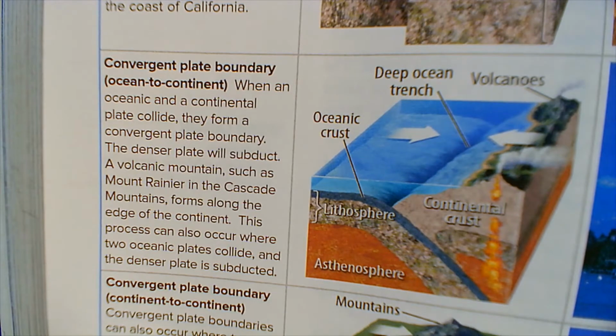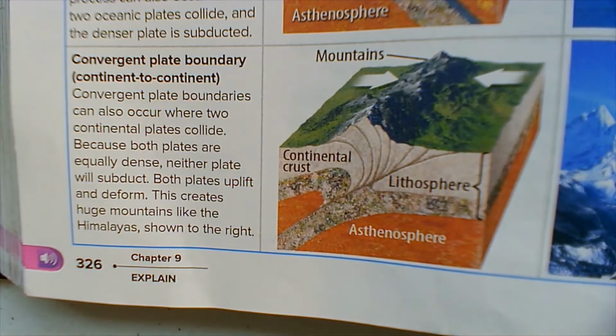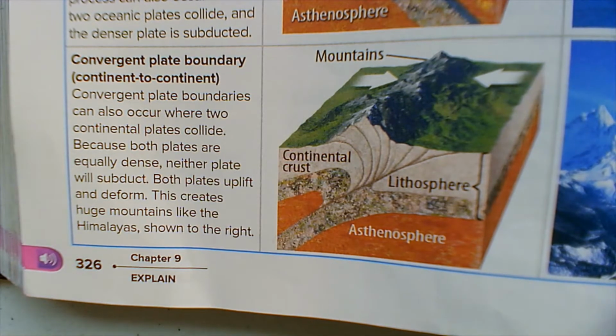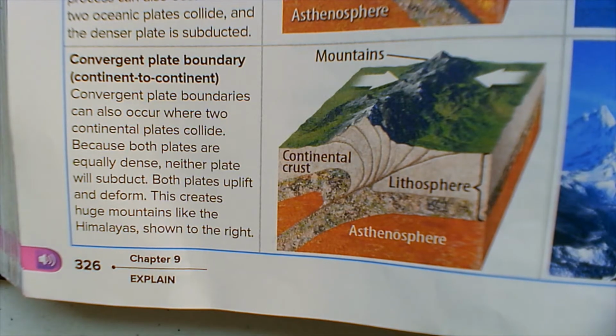Okay, now let's look at the convergent plate boundary continent to continent. So convergent plate boundaries can also occur where two continental plates collide. Because both plates are equally dense, neither plate will subduct. Both plates uplift and deform. And this creates huge mountains like the Himalayas shown to the right.